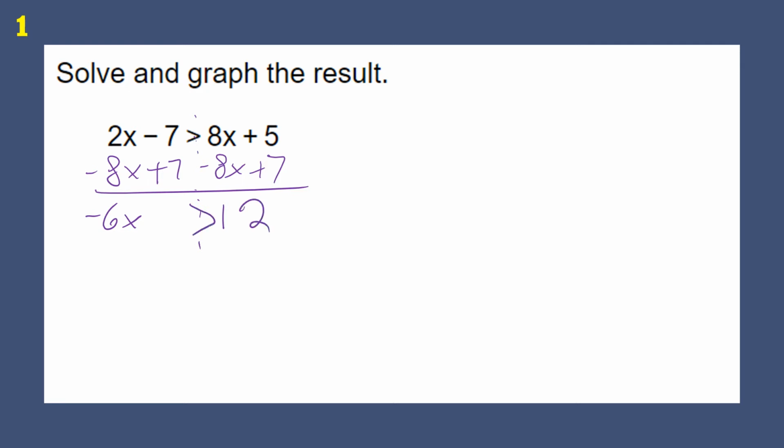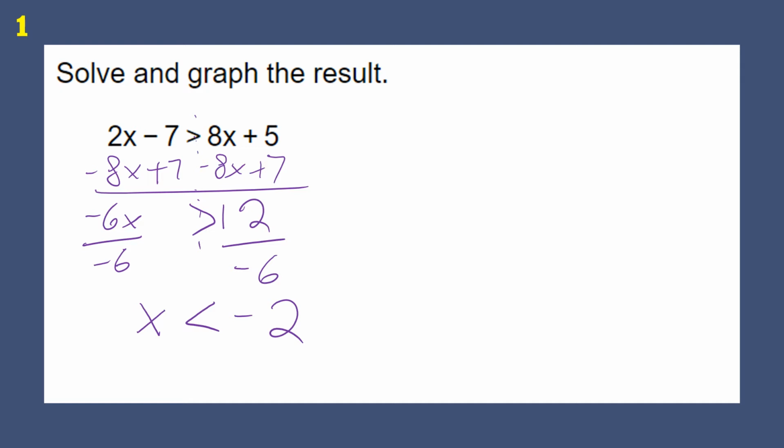Now all I did was add and subtract, so that's not going to do anything to my sign. However, this next step will. I'm about to divide by a negative 6. Whenever you multiply or divide by a negative and you're dealing with inequalities, not only does it switch the sign of the thing you're dividing by, but it also flips the inequality sign. So this ends up being x is less than negative 2.